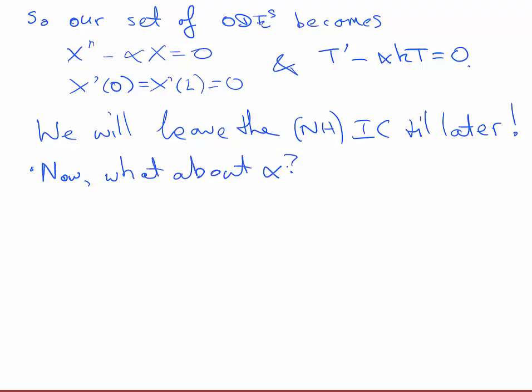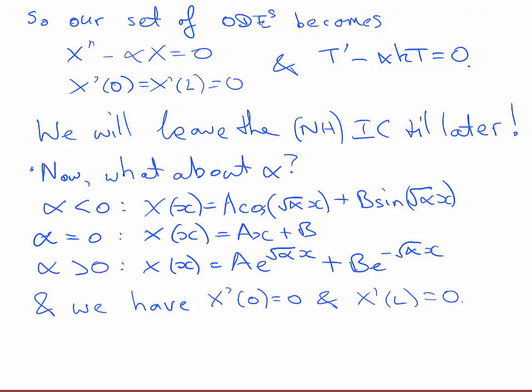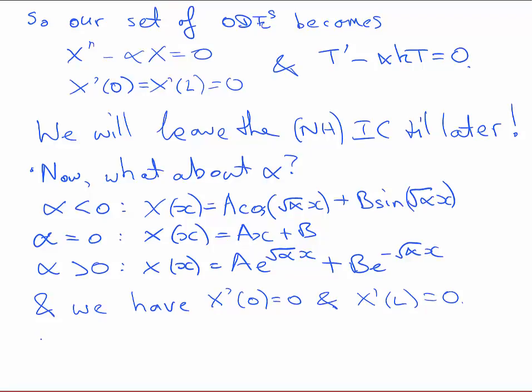Now what about this alpha value? Remember we saw in the wave equation alpha could be negative, 0 or positive and lead to different situations. So there we've got it. When it's less than 0 we get a cos sine solution, linear when it's 0 and an exponential when it's greater than 0. And remember we've got those boundary conditions. So we're going to see what happens to each of these solutions with the boundary conditions one at a time. We're going to rule out some of them and keep others.